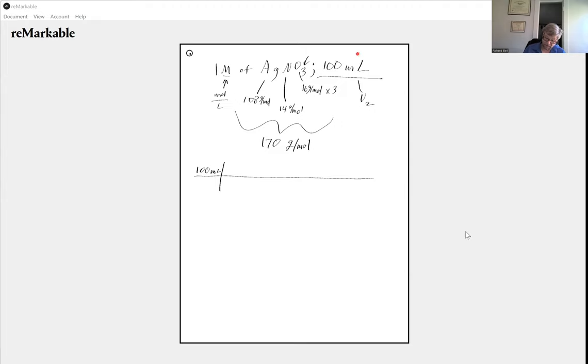Now, notice we have milliliters here, liters down here. So we need to convert from milliliters to liters. But 1 liter is 1,000 milliliters. That is a simple conversion. Gives us 0.1 liters is what that will give us. We are at 170 grams of silver nitrate per mole. And what do we get?